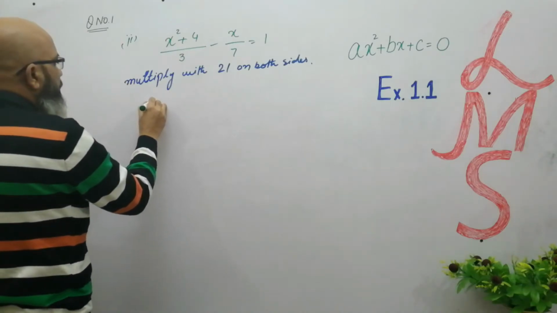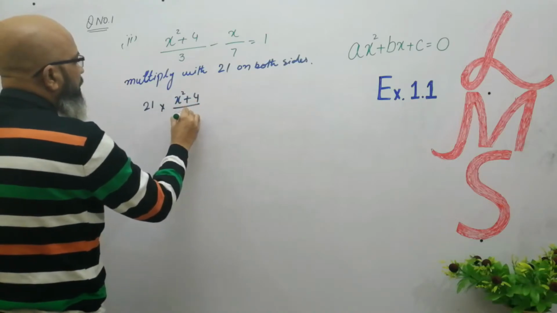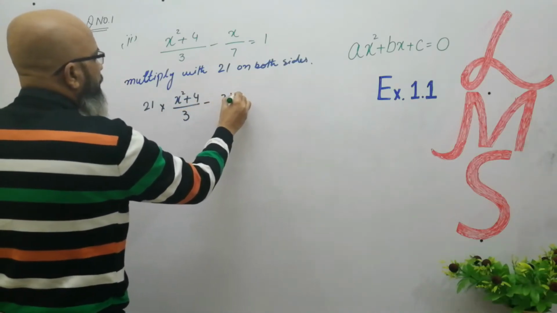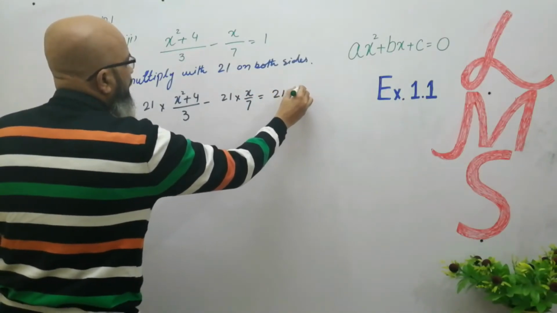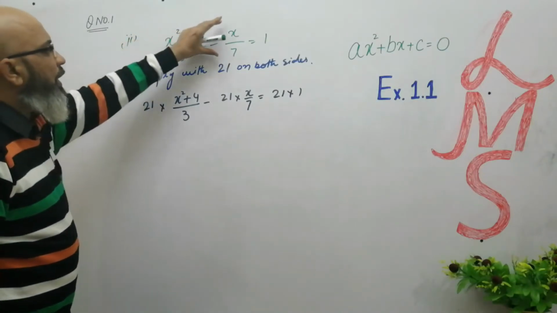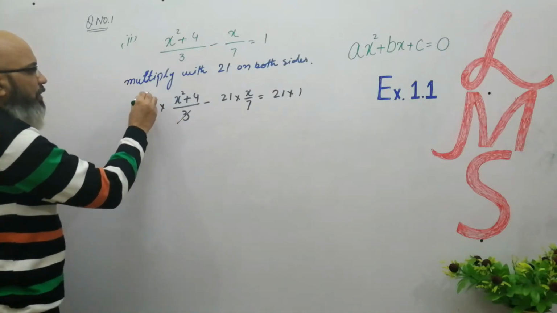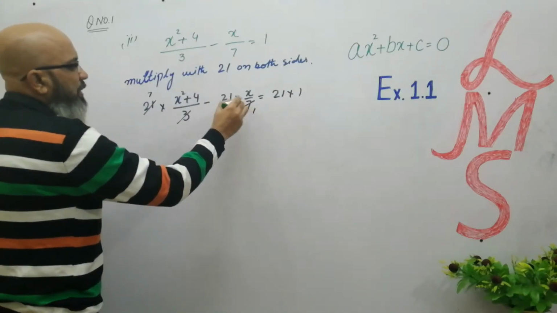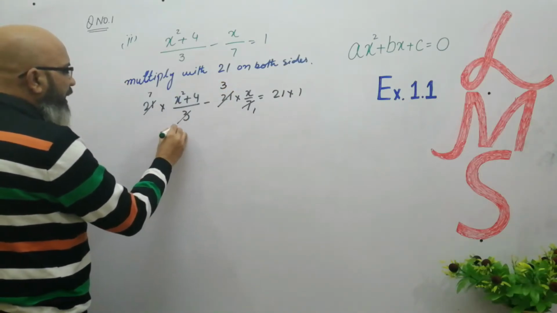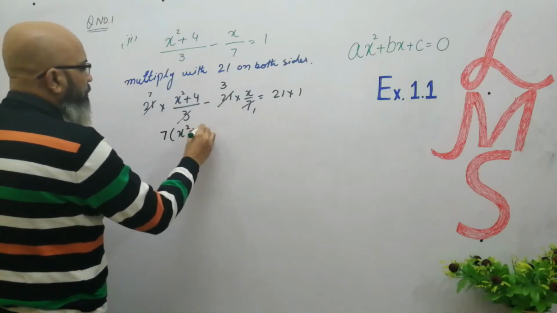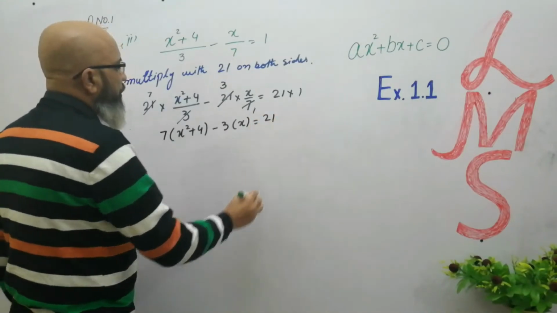So 21 multiplied by x square plus 4 over 3 minus 21 multiplied by x over 7 is equal to 21 multiplied by 1. Means we multiplied all three values by 21. Now simply 3 ones are 3, 3 sevens are 21, 7 ones are 7, 7 threes are 21. So now we get 7 into x square plus 4 minus 3 into x is equal to 21.